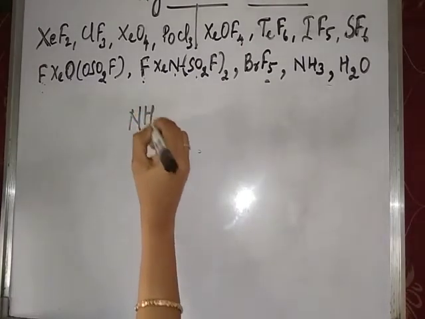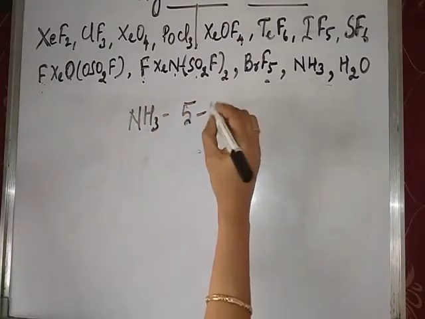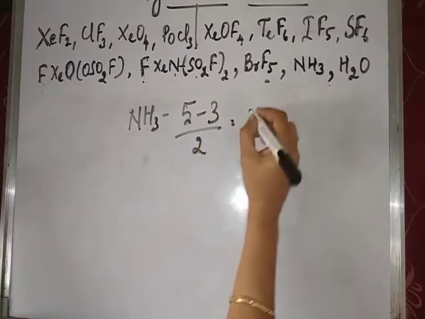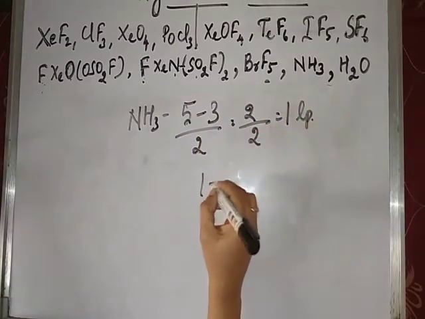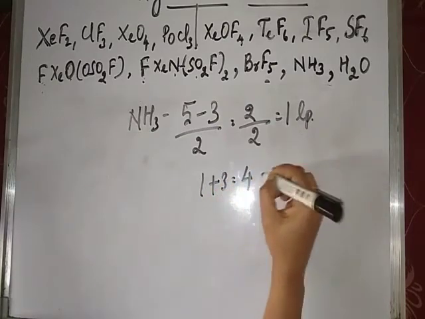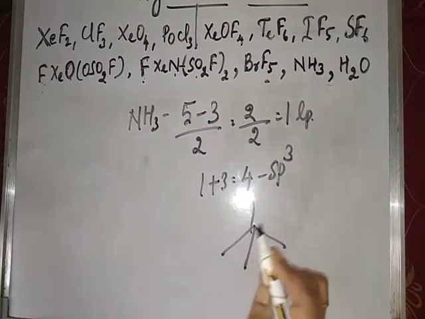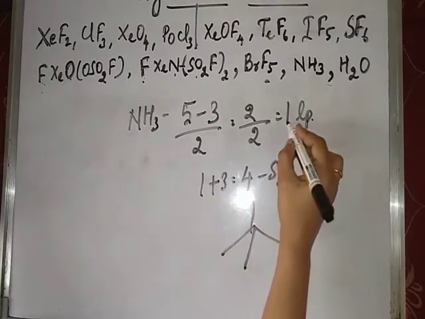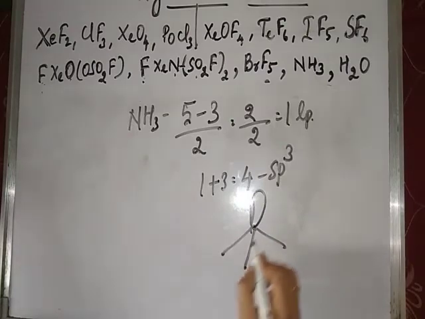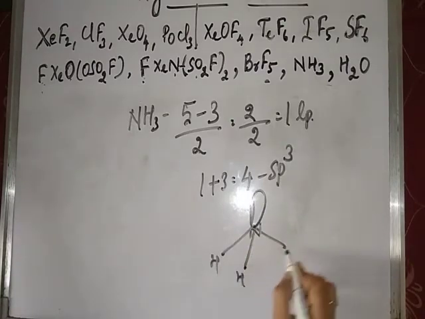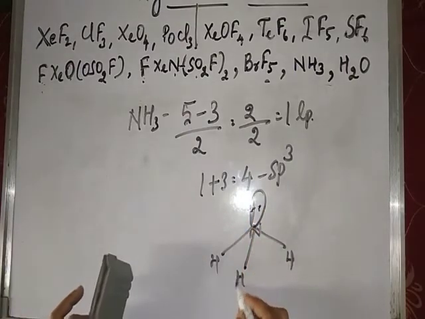Next, ammonia. In this ammonia, check: 5 minus 3 divided by 2, which is equal to 2, 2 divided by 2, which is equal to 1 lone pair of electrons. 1 plus 3, which is equal to 4. 4 means sp3. sp3 means tetrahedral in geometry. The lone pair of electrons is 1, so it comes like this. Nitrogen, 3 hydrogens will be like this. This will be the lone pair of electrons. This is the structure for ammonia.